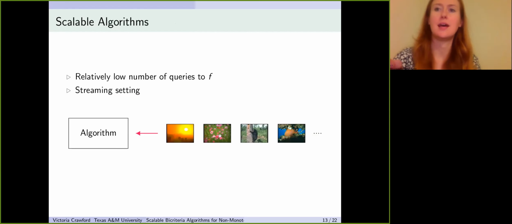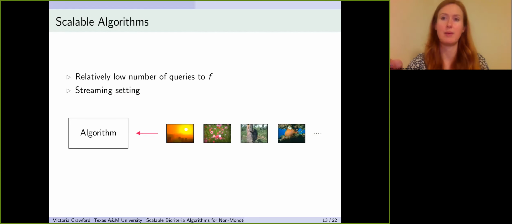Now, the way that the algorithms proposed in this paper are scalable. Typically the time is measured in queries of F, and these algorithms have relatively low numbers of queries to F. In addition, the algorithms are somewhat in a streaming setting, where it's assumed that the algorithm has limited memory for elements that it's going to store. These algorithms work by basically processing U, the ground set, in a stream in arbitrary order, and they make either one pass or very few passes through the data set.